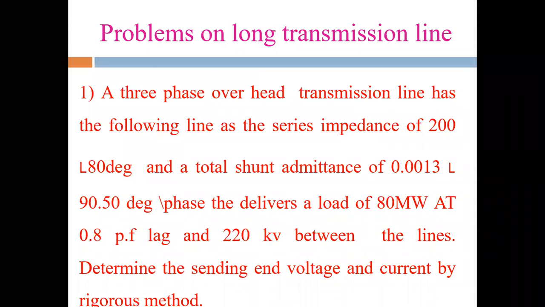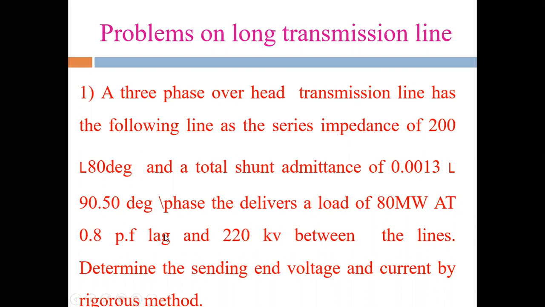The shunt admittance means Y is equal to G plus jB, that is equal to 0.0013 at an angle of 90.50 degrees per phase. The line delivers a load of 80 megawatts. That is the power, 80 megawatts at 0.8 power factor lagging.